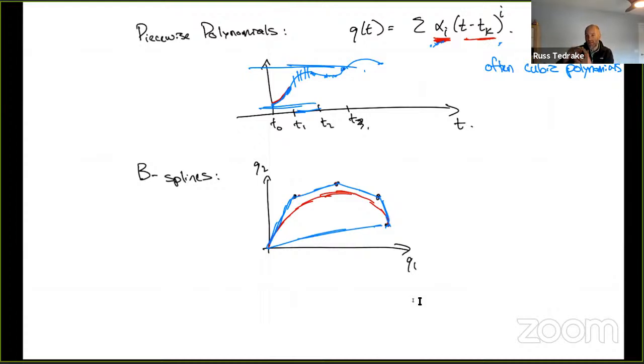So if you tried to write a B-spline in Cartesian space, you could say something about guaranteeing that you didn't run into obstacles or something like that. But it turns out, as good as that sounds, we tend to not do it. We tend to stay in joint space.